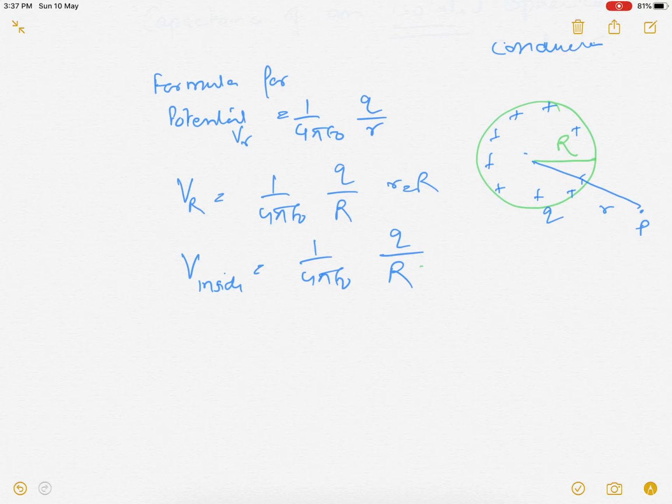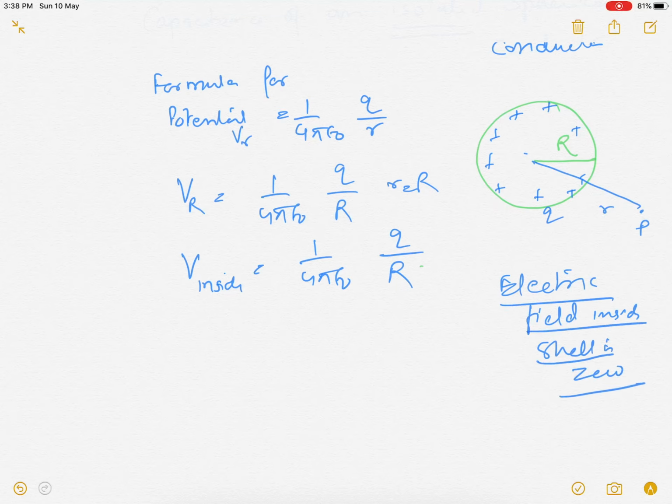So why is the potential inside the same? It is constant everywhere because there is no change in the potential. So electric field is 0. Electric field inside the shell is 0. Do you remember this? This is one of the applications of Gauss theorem.